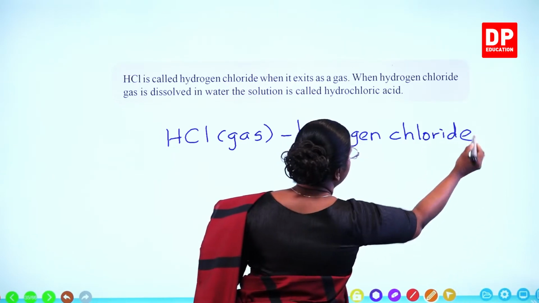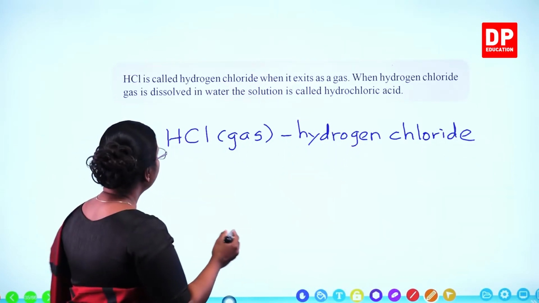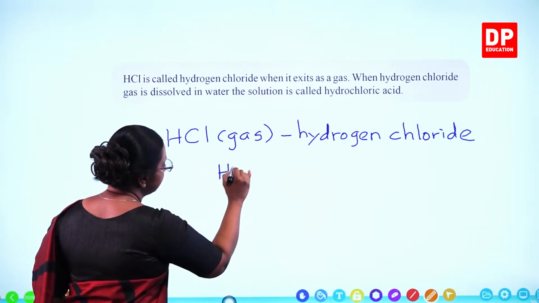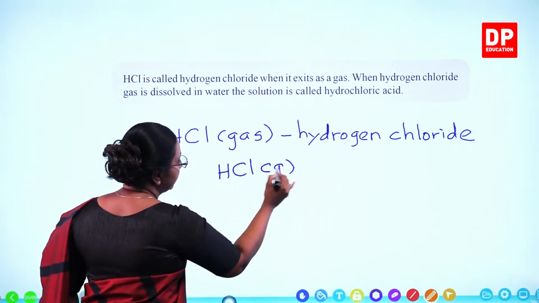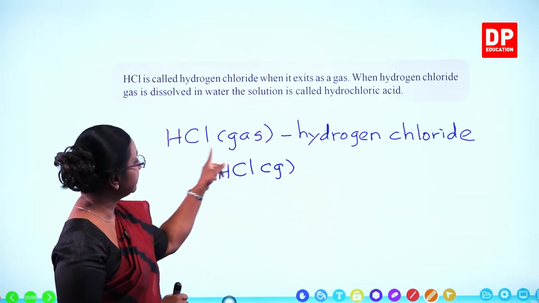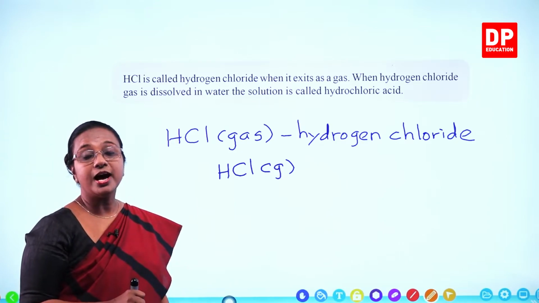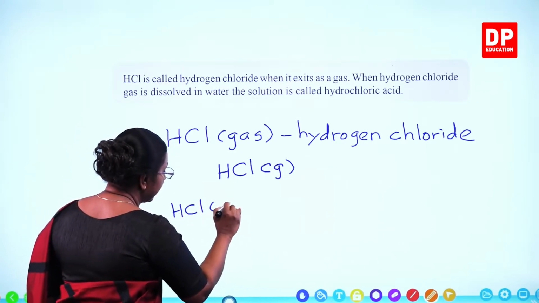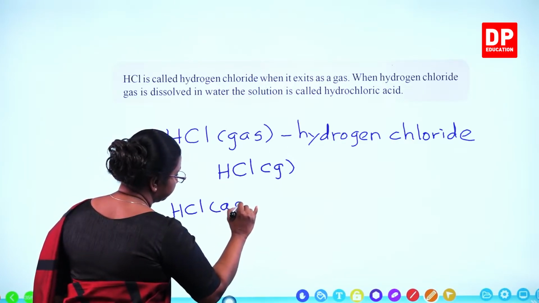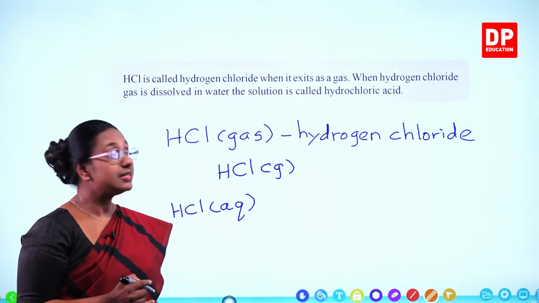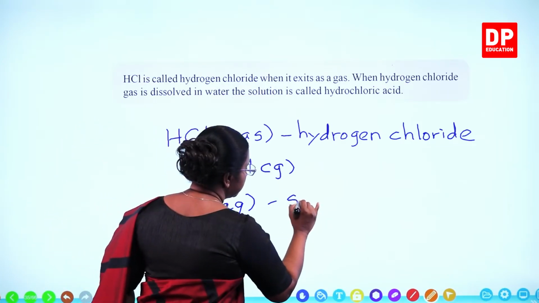Gas state is hydrogen chloride. Normally, to denote the state, we write it as HCl, only the first letter of the physical state. So, HCl (g), G means HCl gas, that is called hydrogen chloride. The same way, HCl (aq), AQ, is the solution.